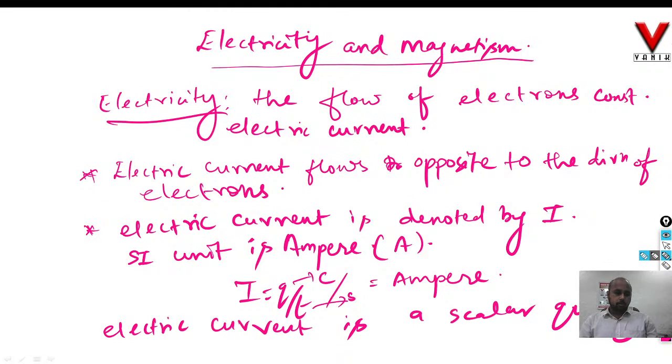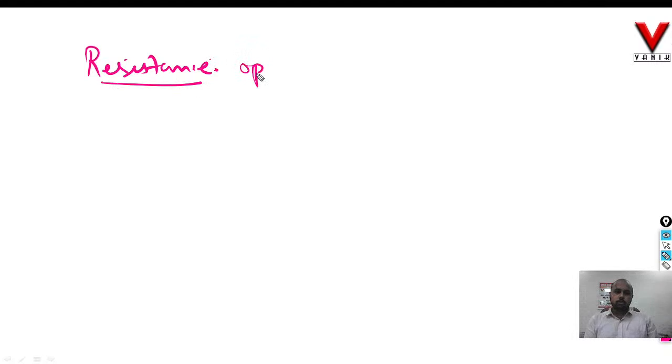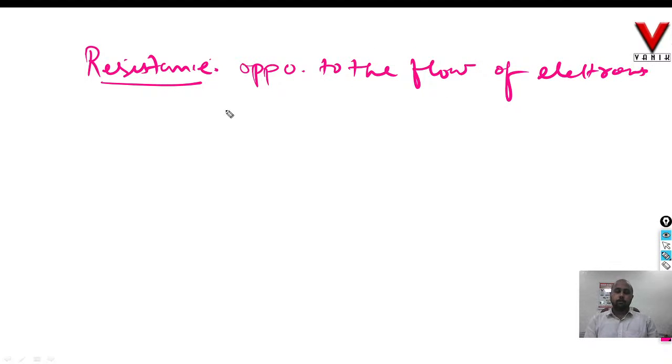Okay, so let us continue now, students. Electric current we have studied till it is a scalar quantity. Fine. So now let us proceed to the next part. In this electricity, let us first understand a term called resistance. Okay. So resistance is actually opposition to the flow of electrons. Okay, opposition to the flow of electrons.